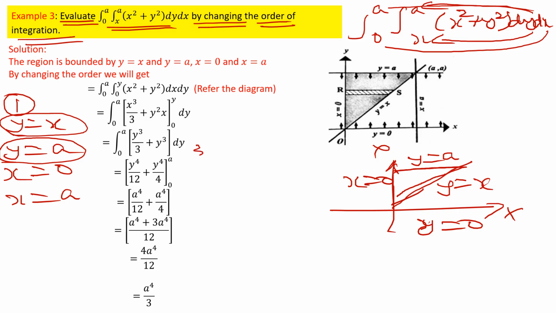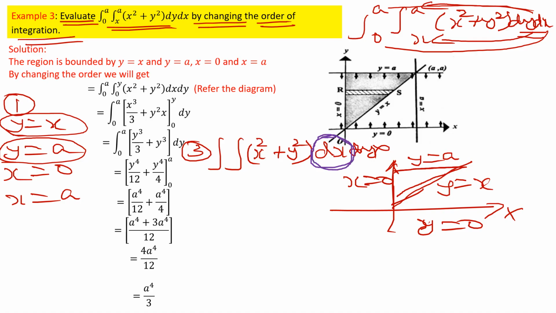Okay, what is step number 3? We have to change the order. When you change the order, again I'm repeating, no need to change the function. Just change the given order. The order is dy dx. If I change the order, this would become dx dy. So after changing, see the innermost integration is with respect to x. So I have to draw a strip parallel to the x-axis like this. So here left value 0, right value y. So we have 0 to y.